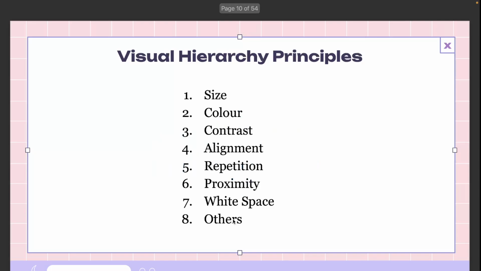All right. And there are some principles for visual hierarchy. These are the principles, 8 principles, I would say. I have mentioned 8, because there are so many others that are not spoken about widely.